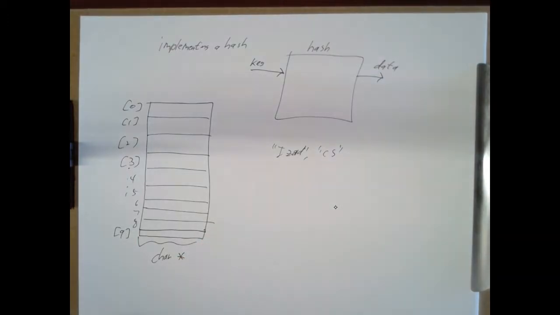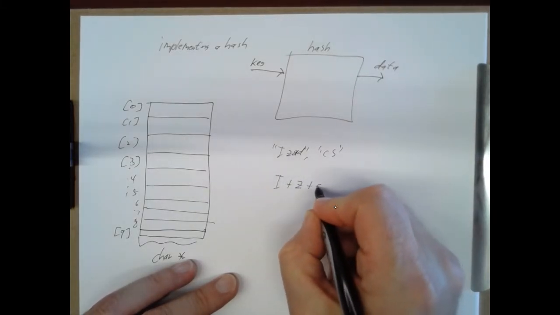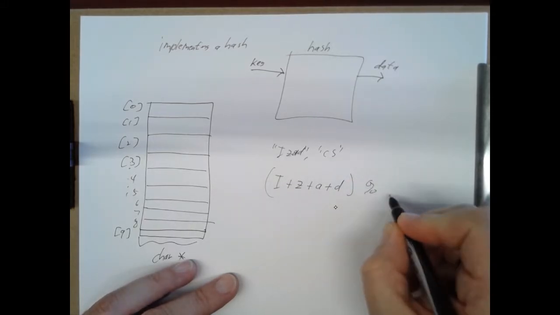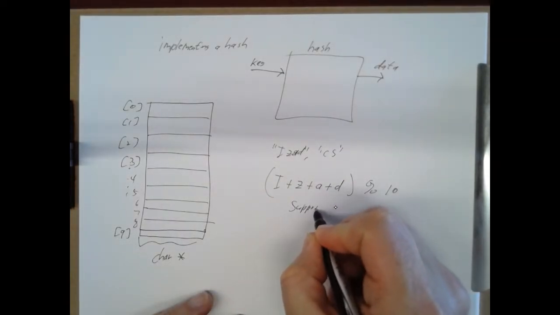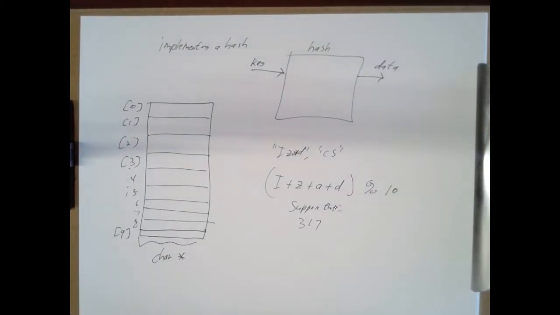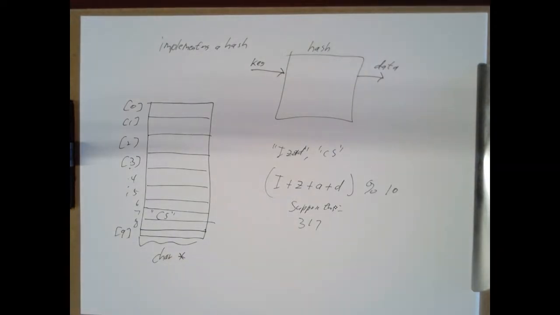So what can we do? Well, we could take the ASCII code for I, add the ASCII code for Z, add the ASCII code for A, add the ASCII code for D, and then just reduce that modulo 10. And that'll give us a number between 0 and 9. I don't want to do the math, so let's suppose this equals 317. Reduce it modulo 10, we get a 7. So at entry 7, I'm going to store CS.